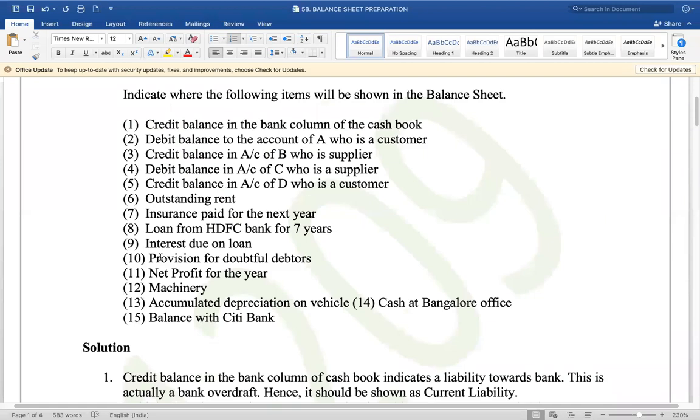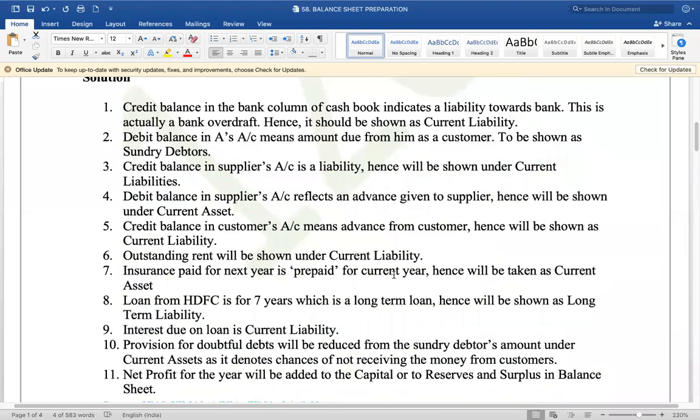And 10 is provision for doubtful debts. What is this? It is a deduction from the debtors. Provision for doubtful debts will be reduced from the sundry debtors under current assets.